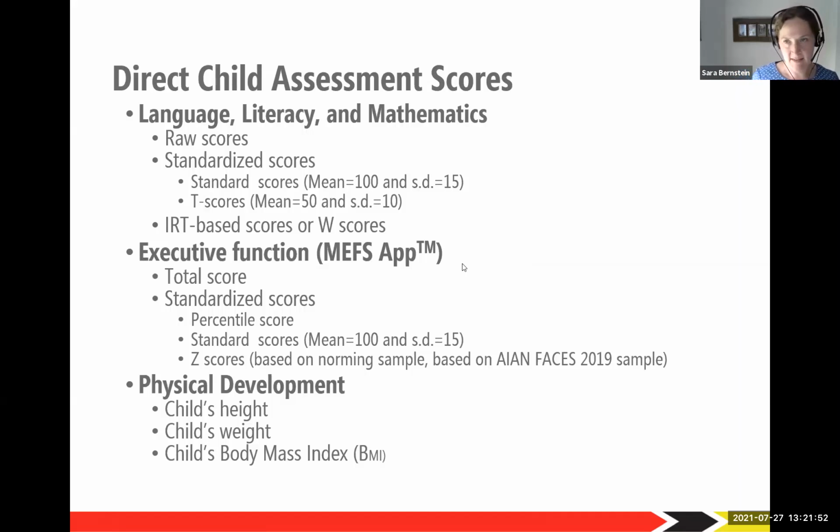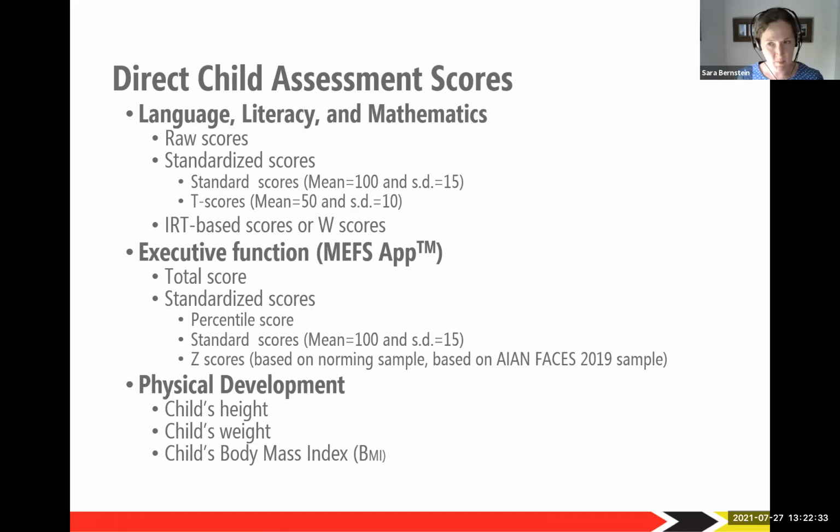And then the last couple pieces are around assessment scores. The file includes many different scores based on children's performance on the direct child assessments that you see listed here. In particular, for language, literacy, and mathematics measures, we include raw, standardized, and IRT-based scores, or W scores. Which scores you use depends on your research question and the type of analysis you'll be doing. Raw scores are counts or averages for the items that a child completes, and they would be indicators of absolute performance.